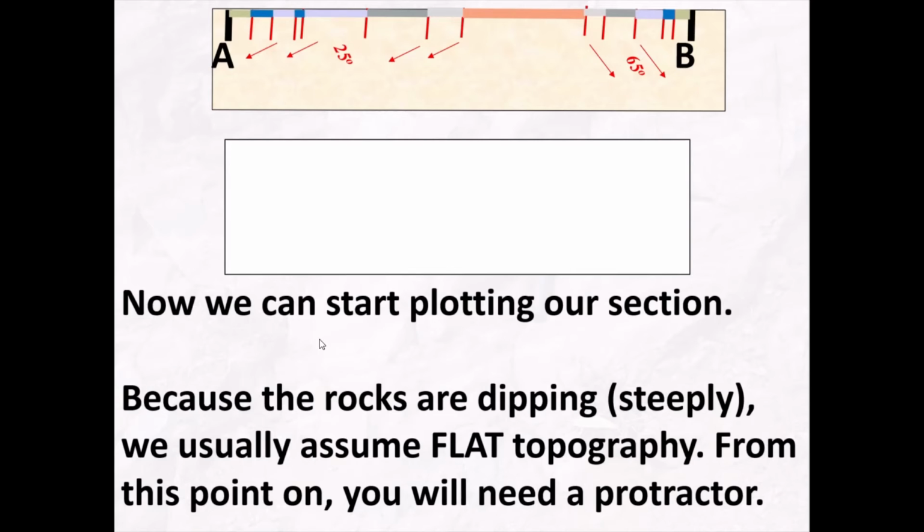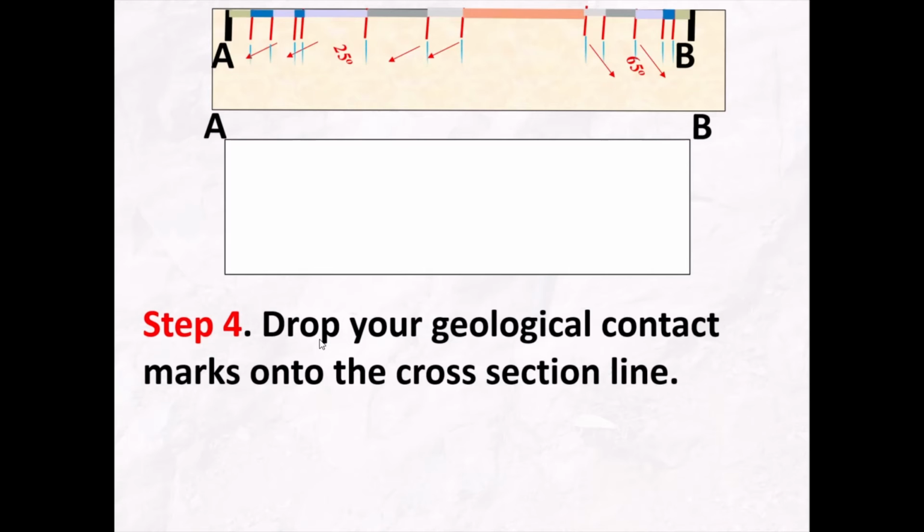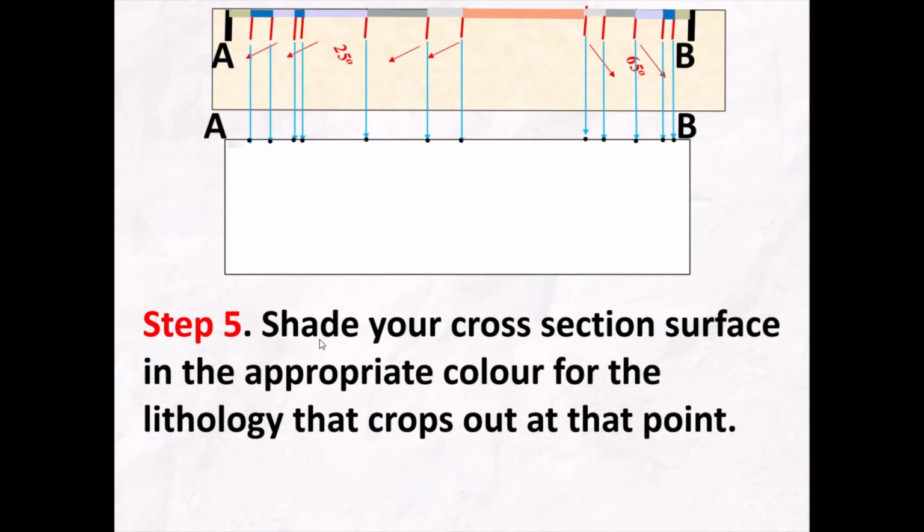And because these rocks are pretty steep, I can just draw what we call a sketch cross section, which doesn't have a topography on it. It's not that important for seeing the structure. So I take my marks and I drop those geological contacts onto the cross section line, so where those contacts would crop out on the surface. Then I'd add in the bit of colour to shade the top layer, the top veneer of the cross-section panel, just to show those rocks will be there at the surface.